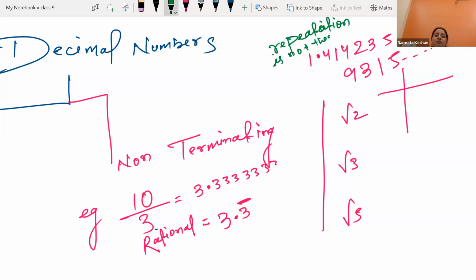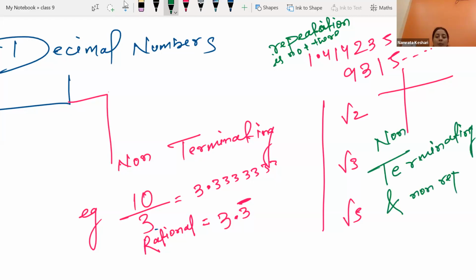These types of numbers fall in the category of irrational numbers. That's why we say that root 2 is irrational. So from now onward, if the decimal number is non-terminating and non-repeating, meaning no proper pattern is visible, that is called irrational. And which type of number behaves like this? A square root number which is not a perfect square.